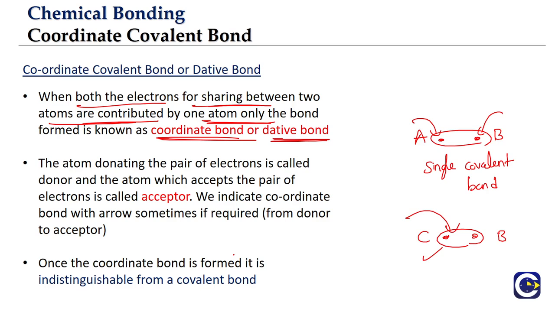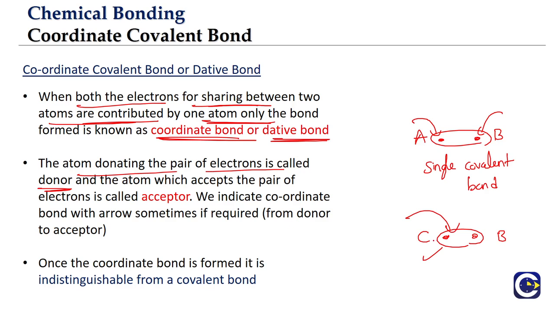Now when we look at the dative bond here, we do not see that both atoms are similar. C is giving both the electrons for the bonding. So we will say that C is the donor. The atom that is donating the pair of electrons for the bonding is called the donor. Here one thing we need to keep in mind carefully.